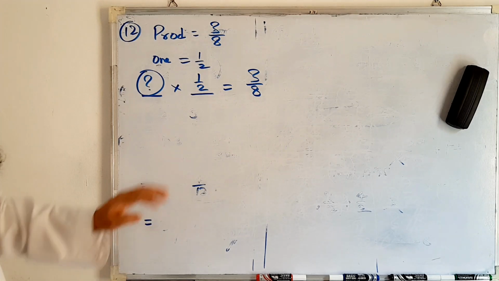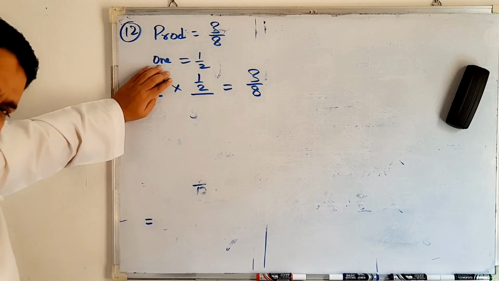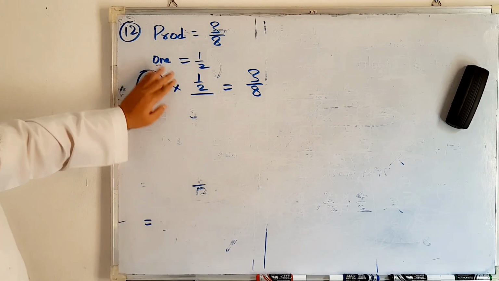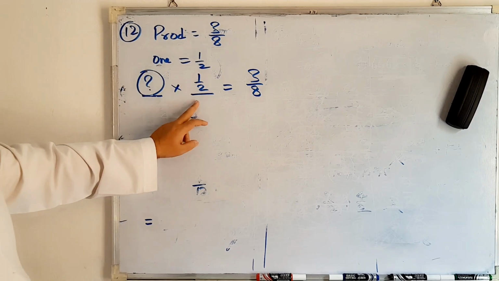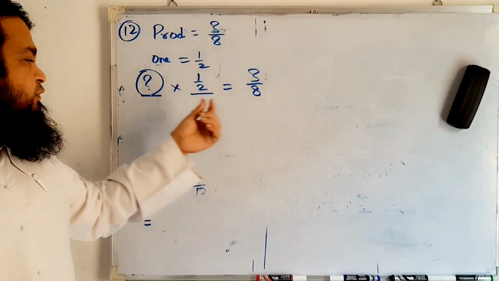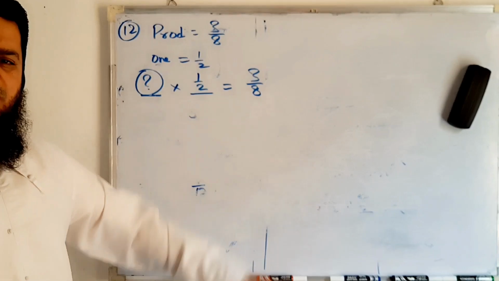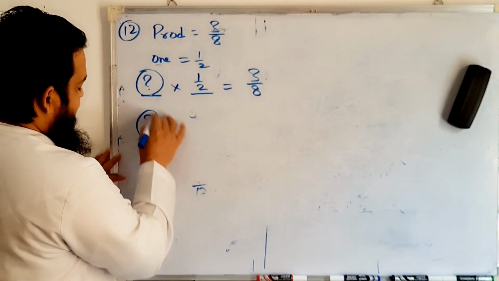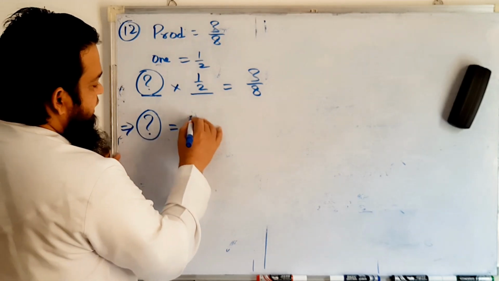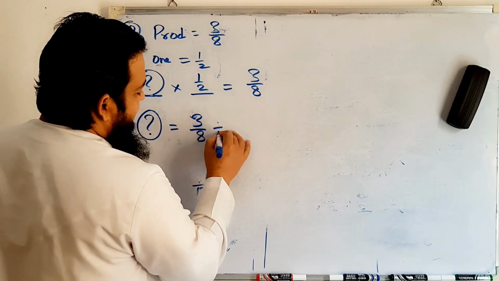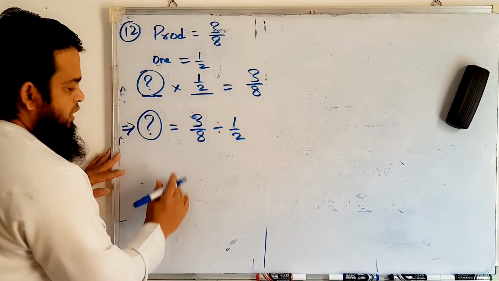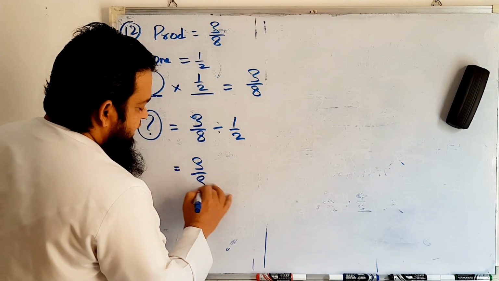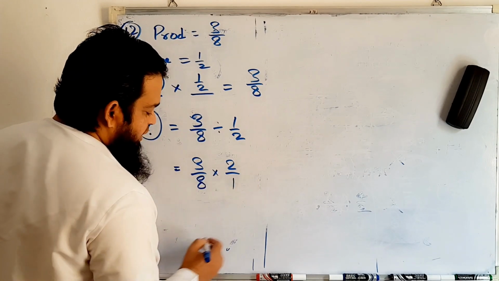Okay, see, let us take this as a variable. So in order to find the variable, what you are supposed to do? You have to transpose. When we transpose multiplication to the other side, it becomes division. So therefore question mark equals 3/8 divided by 1/2, and already we know 3/8 multiplied by 2/1.